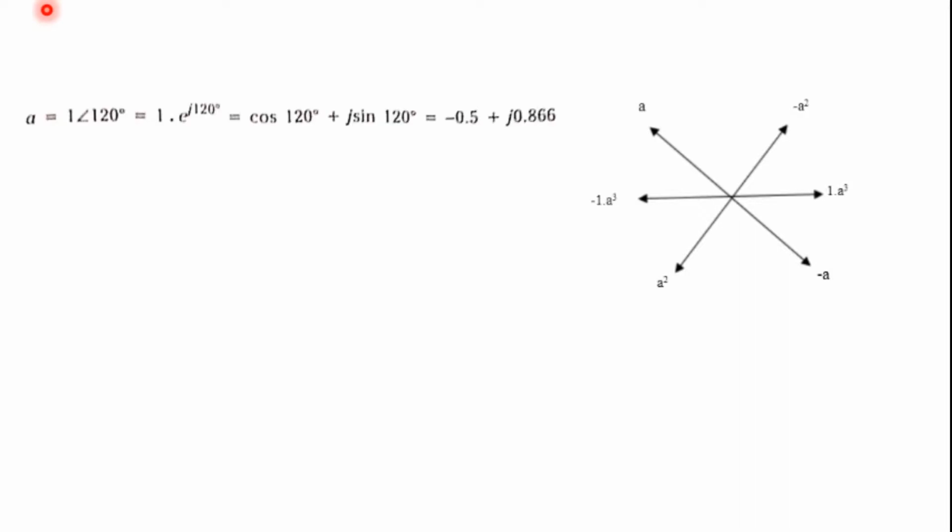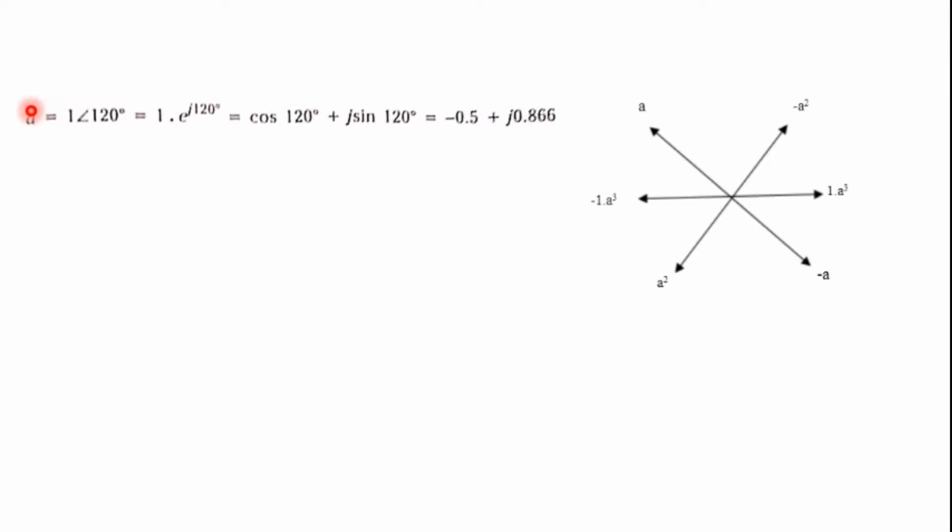Next, consider an operator A. We are already familiar with the term j, which is a 90 degree rotation. In the case of symmetrical components, it is very convenient to have a shortened method for indicating the rotation of the angle by 120 degrees.